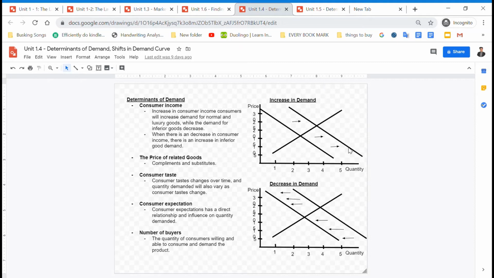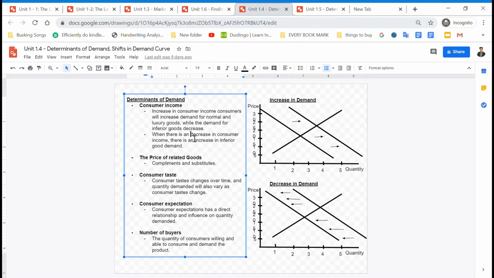In this example, the variable factor is the demand curve. As we know, the demand curve could shift based on 5 primary reasons. The first one is consumer income. So if consumer income increases, then usually the demand for a good will also increase.